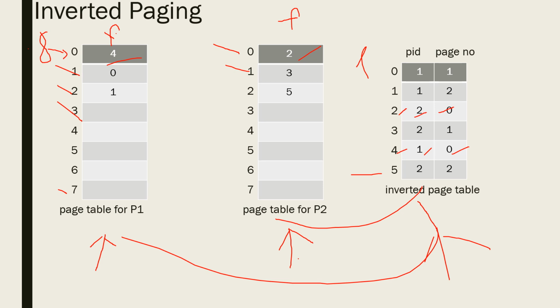So this way, rather than having a separate page table, which is the standard way of using page tables, we can use an inverted page table. We'll only have information about all the frames in the system.